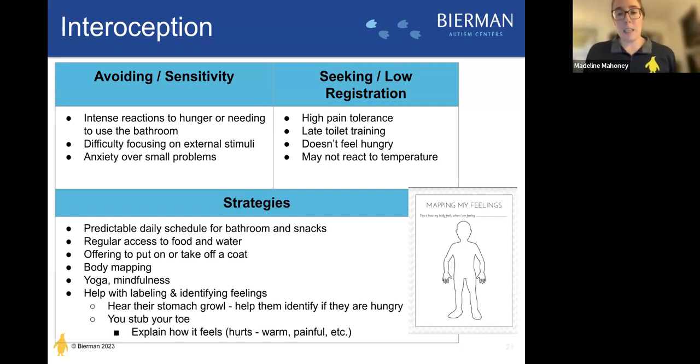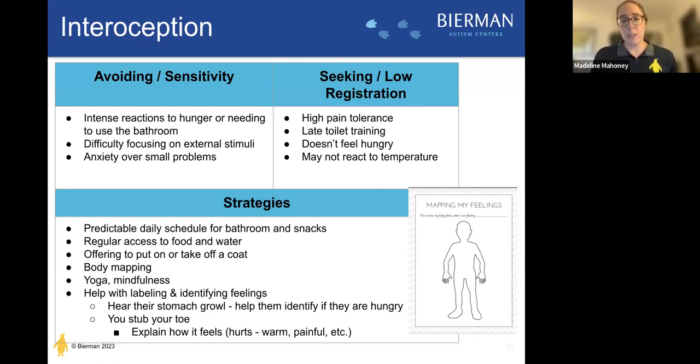And then on the opposite end of the spectrum, if someone is seeking or has that low registration, their interoception system maybe isn't working as quote unquote normal. This can mean that they have a really high pain tolerance. For example, if I bump into the corner of the desk, I might feel that as pain and stop and register that. But if someone has that low registration and they bump into the side of the table, they could just keep running and not even notice that it happened. So a lot of these kids have a lot of cuts and bruises and don't even know how they got half of them.